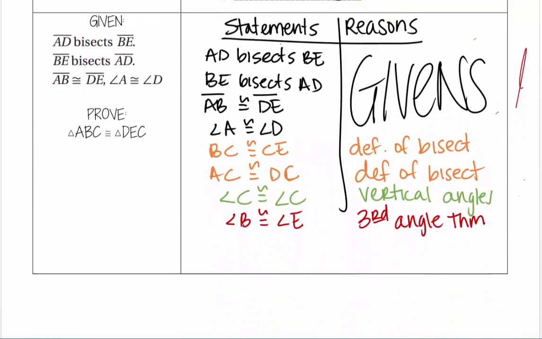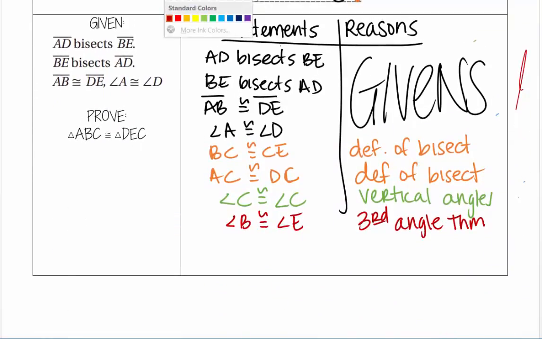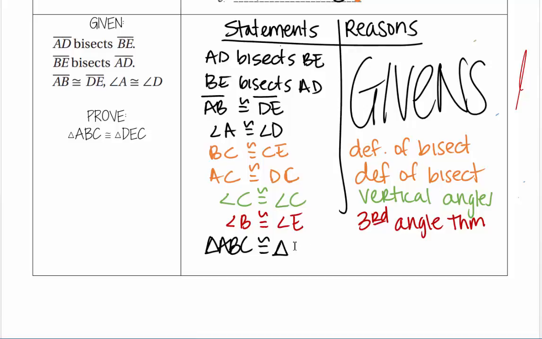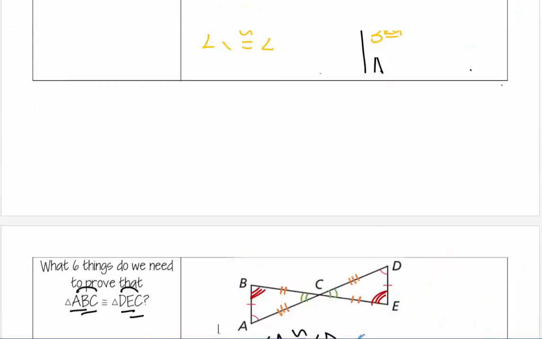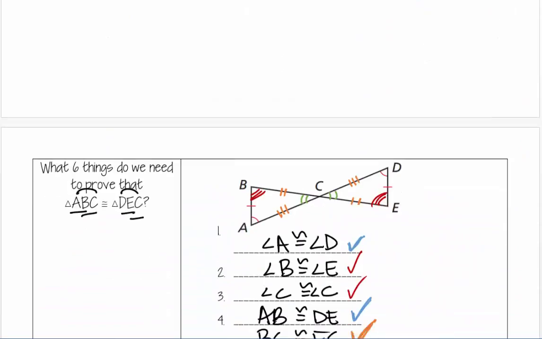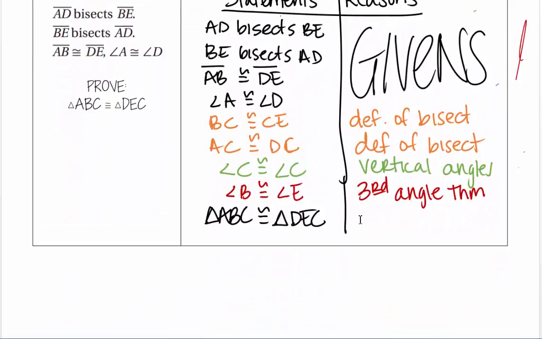So once we've proven all six of those things, we say, okay, this means the triangle ABC is very much the same size as triangle DEC. And this is because of the same reason that we used up here. All six corresponding parts are congruent.